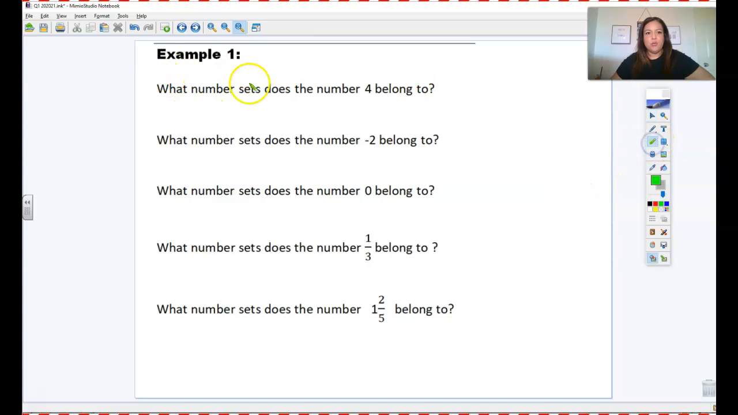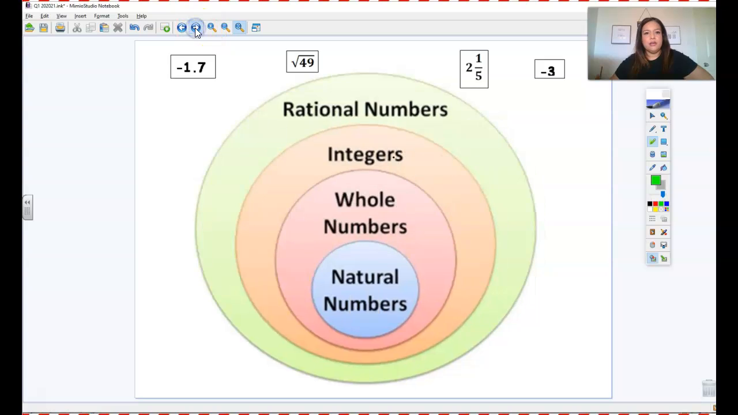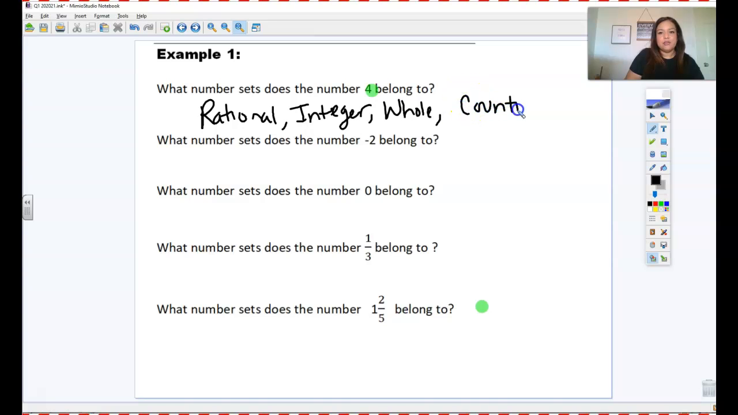It says, what number sets does the number 4 belong to? Now let's think about where 4 is. 4 would be over here in natural. And in order for it to be natural, it has to be all of these before it gets there. So right here, I'm going to answer: the number 4 is rational, it is integer, it is a whole number, and it's also a counting number, also known as natural. So number 4 got to be all of those.